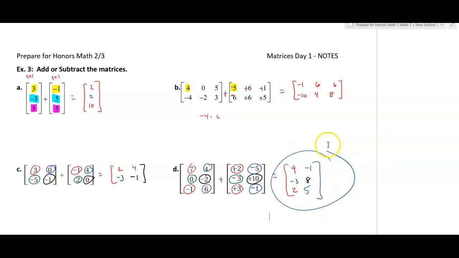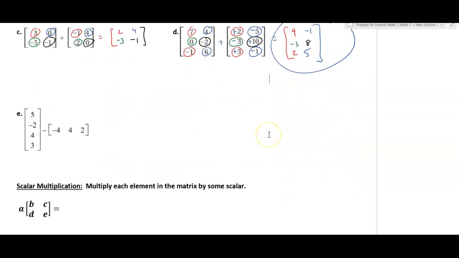All right, so adding and subtracting should be very, very easy. Now, when I look at E, right away, this is a 4 by 1 matrix. This is a 1 by 3 matrix, right? This is not possible to add or subtract because the dimensions are not the same.